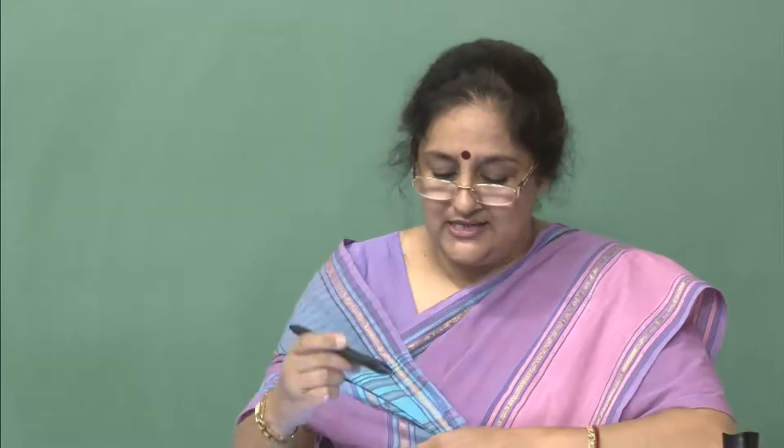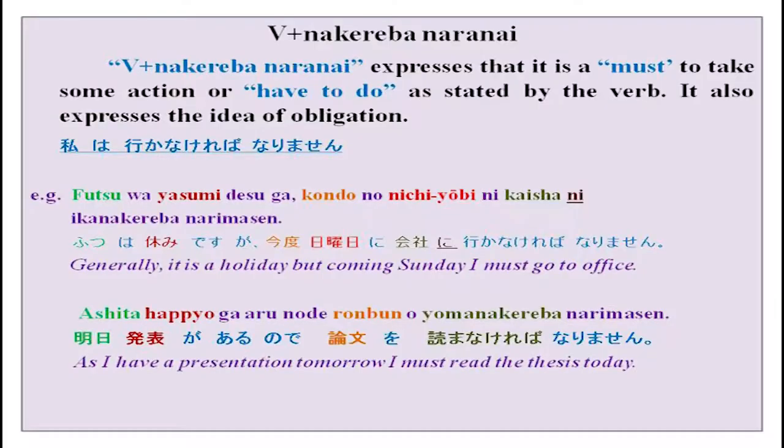Now, the second example is, "Ashita happyou ga aru no de ronbun o yomanakereba narimasen," which is very obvious. If you have a presentation, if you have to do something next day in your thesis in front of your teachers, well, you need to practice beforehand. So, you need to read it or practice beforehand. "Yomanakereba narimasen" or "Ashita happyou ga aru kara ronbun no renshuu o shinakereba narimasen." You can also use that. So, you can make different sentences and try to use nakereba narimasen, which is a must.